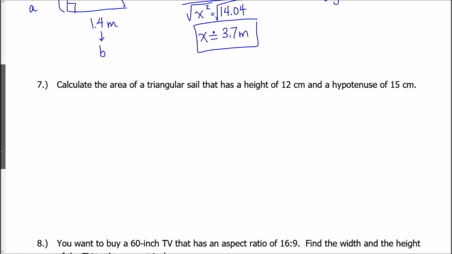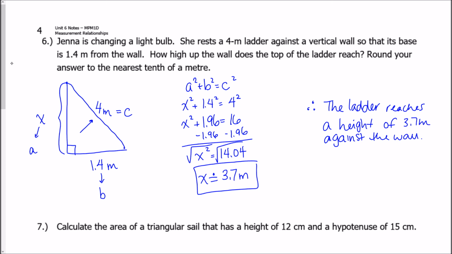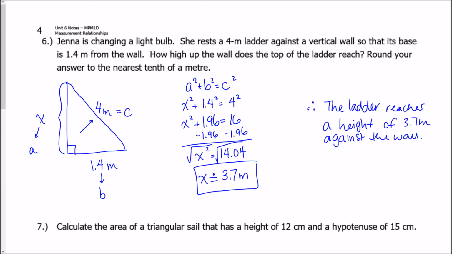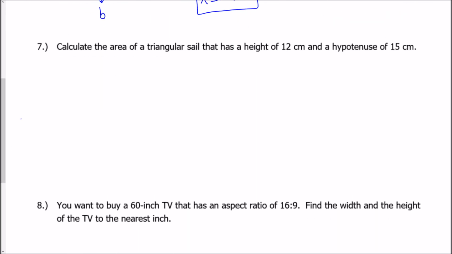All right, number 7, calculate the area of a triangular sail that has a height of 12 centimeters and a hypotenuse of 15 centimeters. So right here, I'm going to draw a picture of my triangular sail. And I'm sorry, we should say right triangular sail, because that's really important to have it be a right triangle. So right here, it says that it has a height of 12 and it has a hypotenuse of 15. So I know that C is 15 and A is 12, and now I need to solve for B.